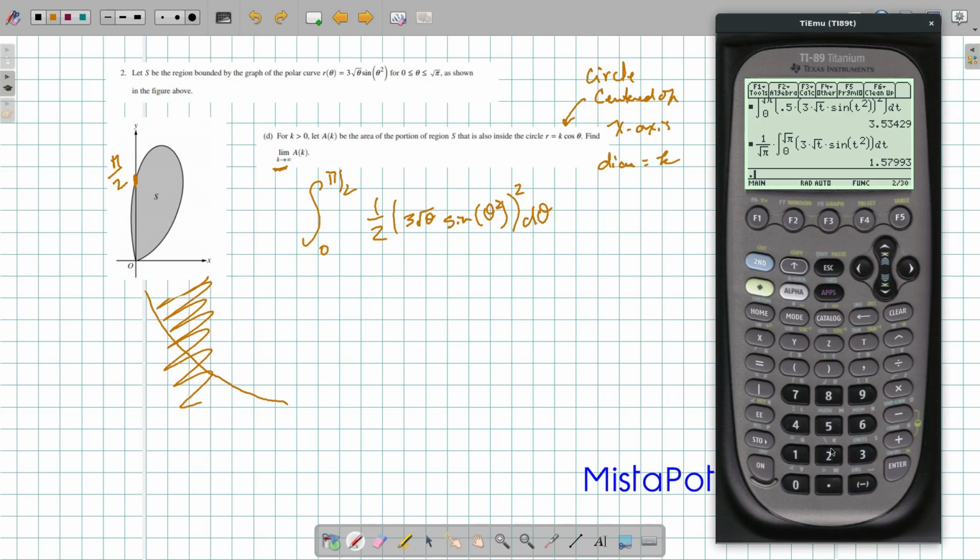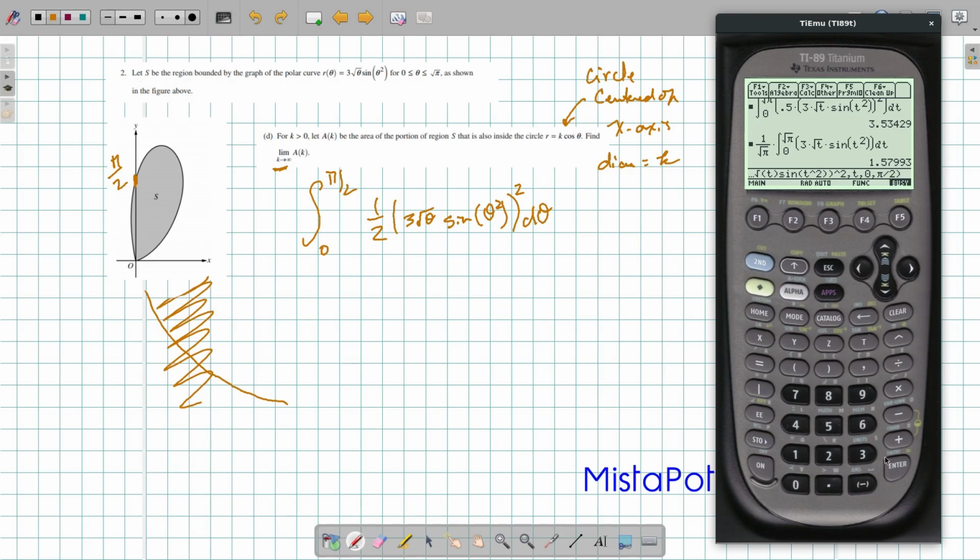So I'm going to do 0.5 times the integral of 3 times the square root of theta times the sine of theta squared, and in this case r is being squared, and I'm integrating this with respect to theta from 0 to, now my upper bound is just going to be pi over 2. And of course, green enter to get an approximate answer.